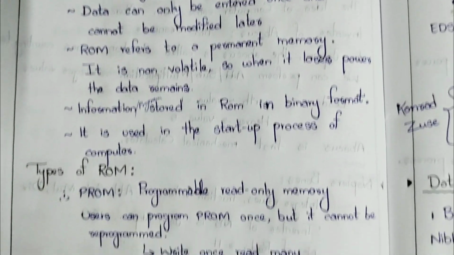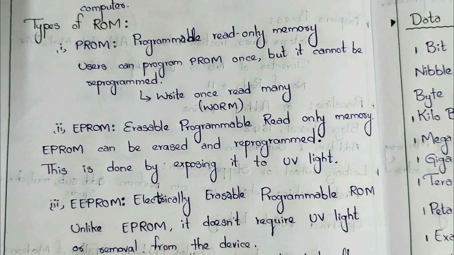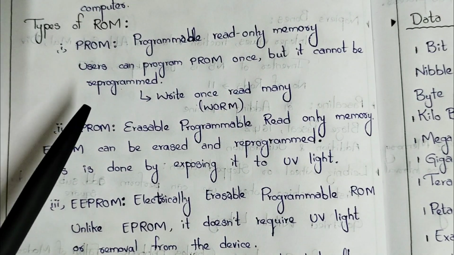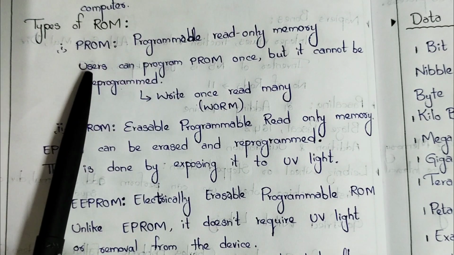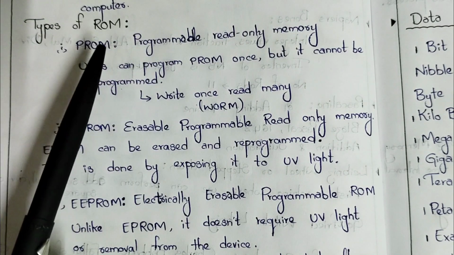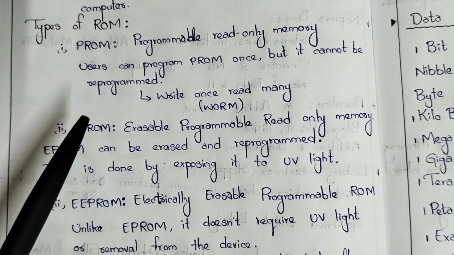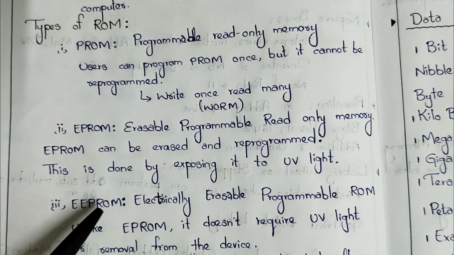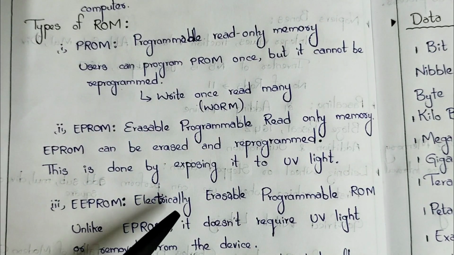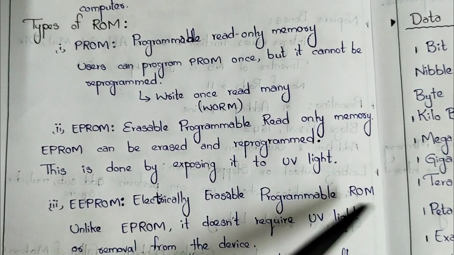So now the types of ROM. There are three types of ROM. One is programmable read-only memory, PROM. The full forms are again important. EPROM stands for erasable programmable read-only memory, and EEPROM. This is electrically erasable programmable ROM.